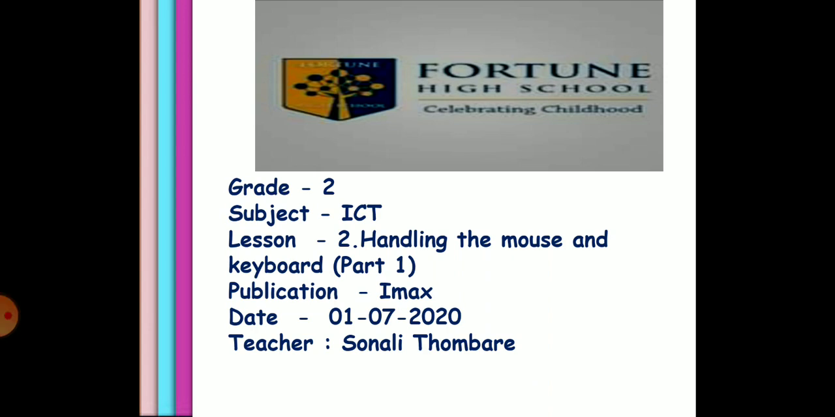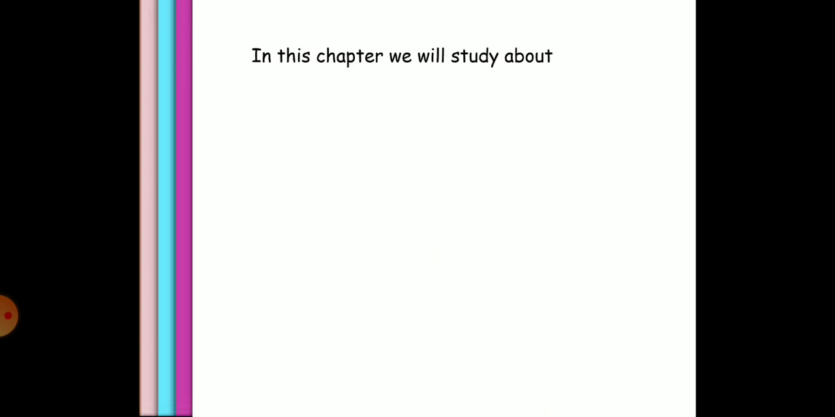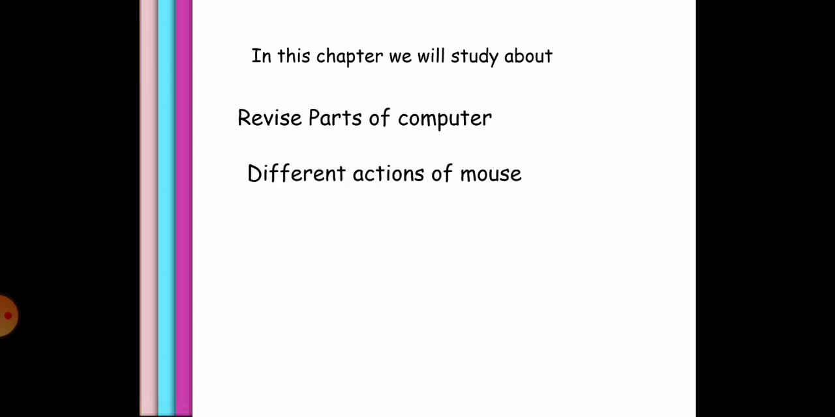Children, in this video, we are going to start with our chapter number 2, Handling the Mouse and the Keyboard from IMAX books. This is the first part in which we are going to study about the mouse and its functions. So what is there in this chapter? We'll revise the different parts of a computer, the different actions of the mouse, and the keyboard and its keys.